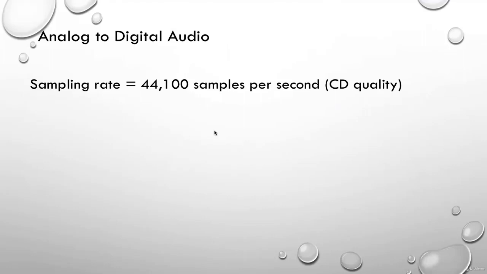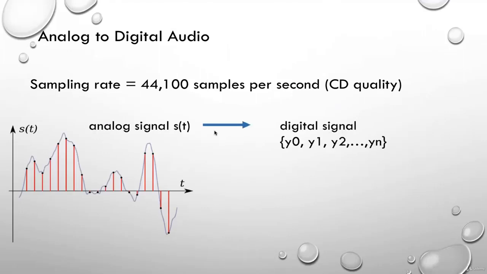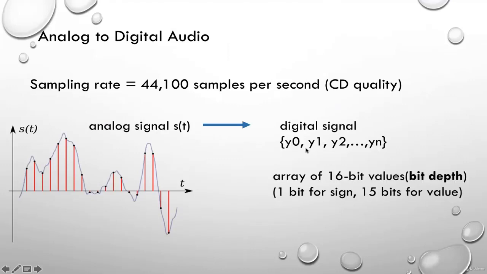The standard rate for CD quality is 44,100 samples per second. So here's the analog signal, the continuous function. We sample it, we get an array of numbers, and these numbers could have different memory allocation. For example, I can choose to represent each of these samples with a 16-bit value, and that's called the bit depth of the sample. One of the bits is for sign, plus or minus. The other 15 bits are for the value of the signal.